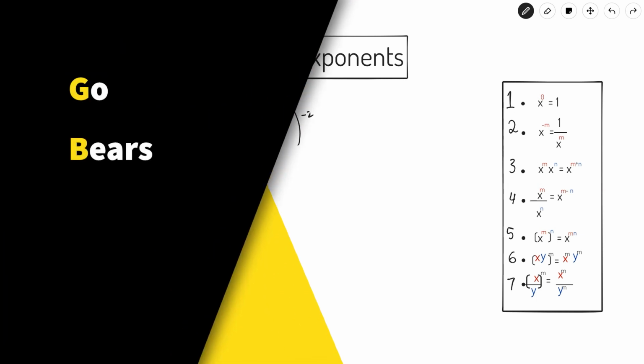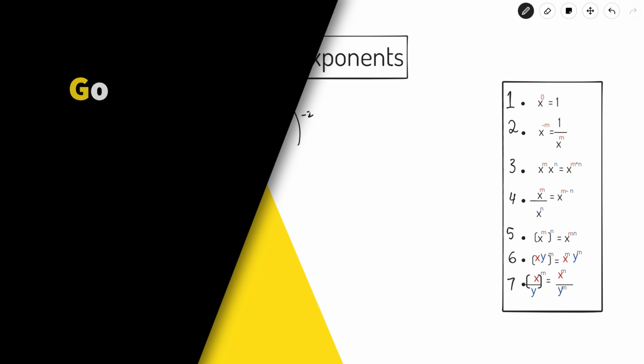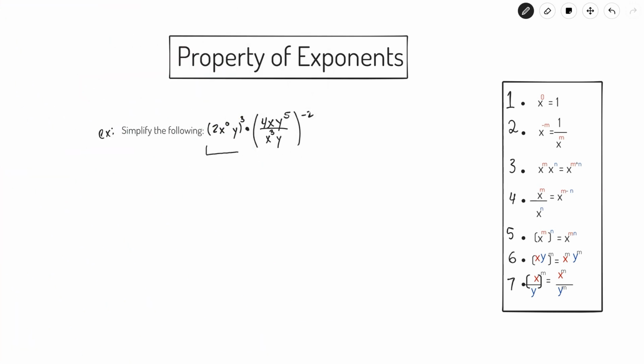So for this example that we have over here, it says simplify the following. And what we have is the group 2 times x to the 0th power times y, all to the 3rd power, times the group 4 times x times y to the 5th power over x cubed y, all to the -2 power. And we want to simplify this as much as we can using properties of exponents.